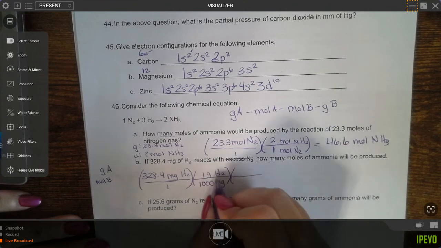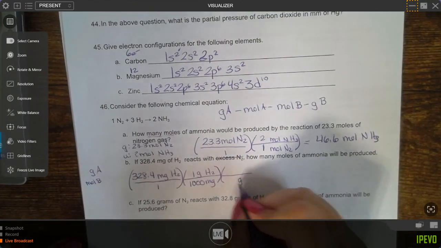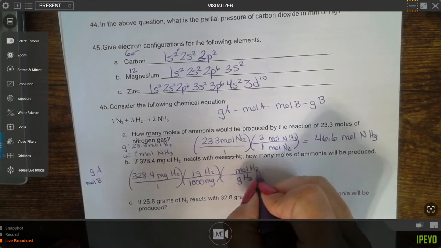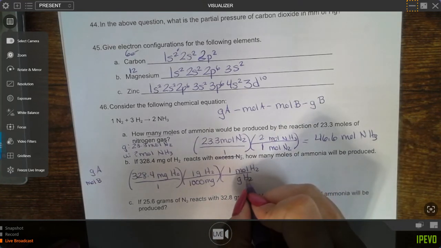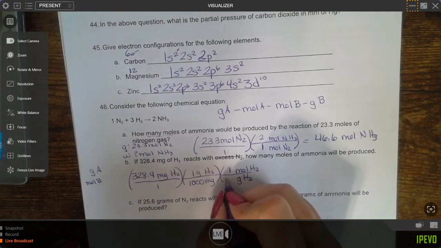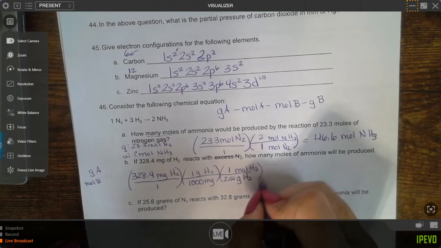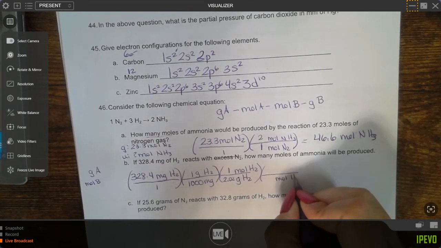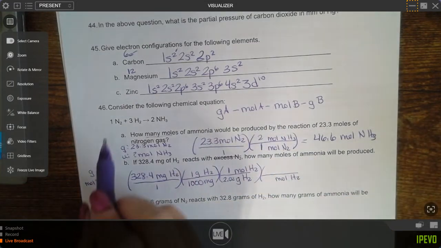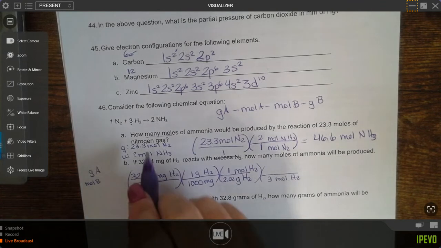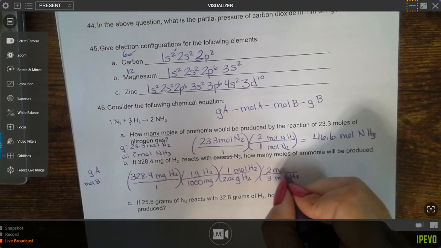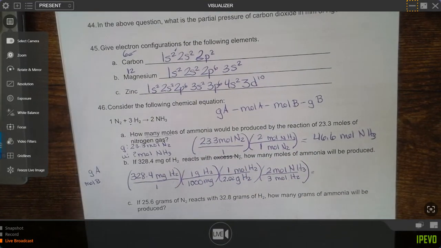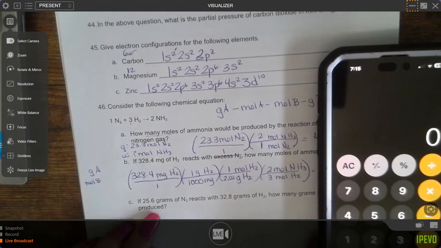Then we get into our stoichiometry. We want grams of hydrogen on the bottom and moles of hydrogen on the top. Hydrogen's molar mass is 1.01, so 1 mole is 2.02 grams. Then we need to go to moles of ammonia. So we have moles of H2 on the bottom, and this is where we get our coefficients. Moles of H2, there are 3 of them, and moles of NH3 are 2, so 2 moles of NH3. We only need to go to moles, so we do not need the molar mass of ammonia for this problem.